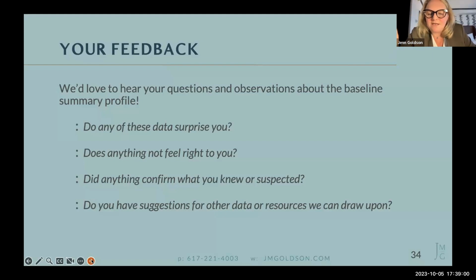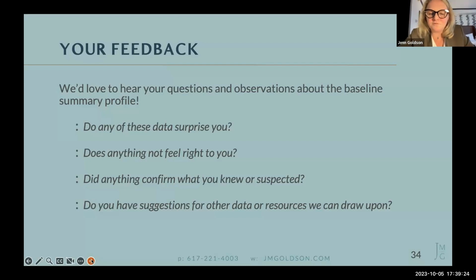Do any of these data surprise you? Is there anything you're like, oh my gosh, I'm shocked? Or even, does anything not feel right to you? Like, I see that this data source says X, but on the ground, this is what I'm seeing. And I question the validity of that data source. And that's fair. The data is not always correct. So keep that in mind too.